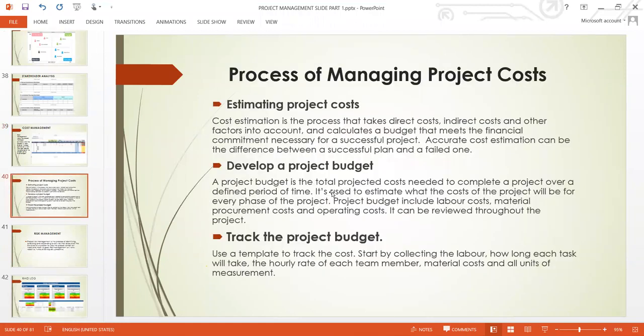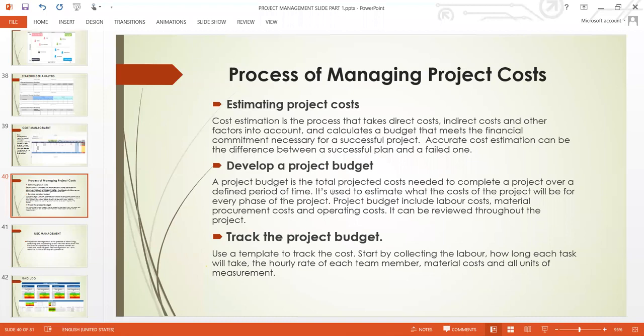Then the process of managing project costs. Estimate project costs. Cost estimation is the process that takes direct cost, indirect cost, and other factors into account, and calculates a budget that meets the financial commitment necessary for a successful project. Accurate cost estimation can be the difference between a successful plan and a failed plan.